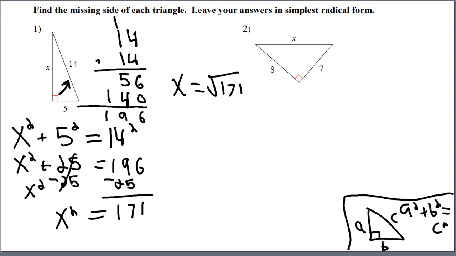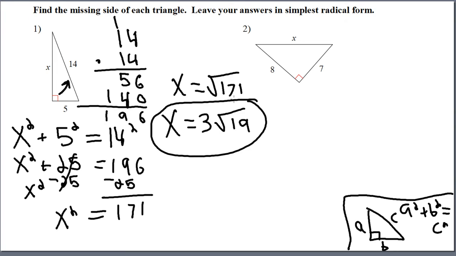And when we get our answer in simplest radical form, which I'm going to save for the next video, you will find out that your answer is actually x equals 3 times the square root of 19. That would be your final answer. So that's part 1. Now let's look at part 2.